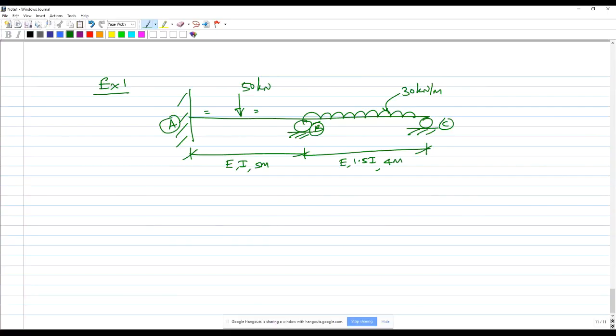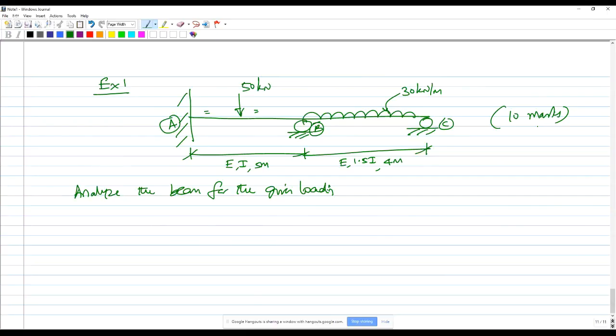We want to analyze this problem. So the question asked is, analyze the beam for the given loading. That's the question asked. Okay, that's the question asked. Maybe 10 marks.